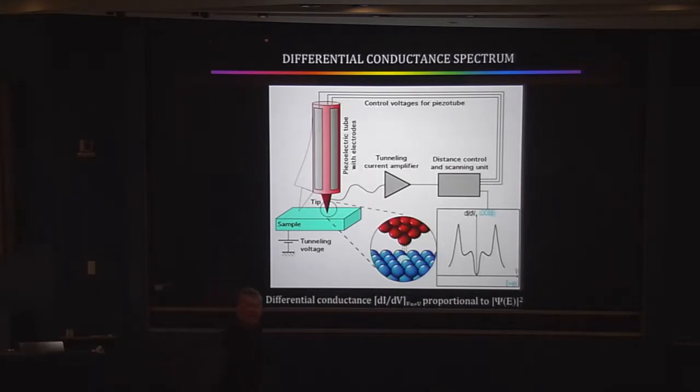Giaever got the Nobel Prize in 1973 for showing this is true. The differential conductance is a measure of Max Born's psi squared at the energy at which you do the tunneling. Any questions about that? That's the key thing we're going to use now.